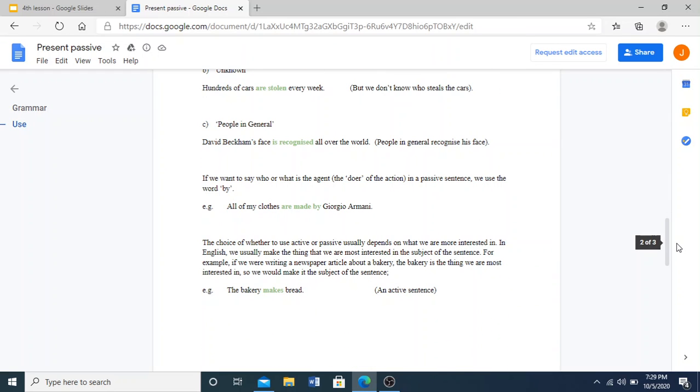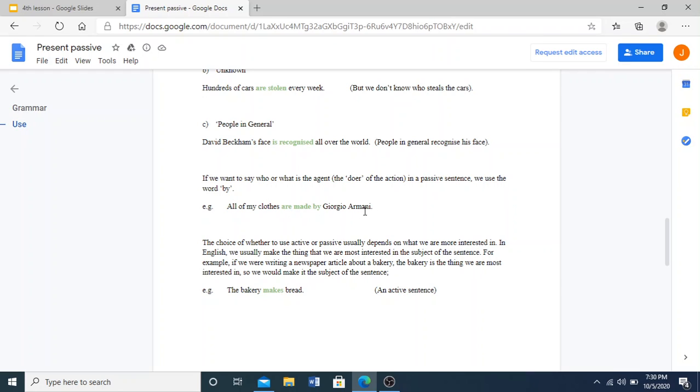Let's see what else we have here. Or people in general. David Beckham's face is recognized all over the world. There's no specific person, everyone. So that makes it also passive. If we want to say who or what is the agent, the doer of the action in a passive sentence, we use the word by. So if at the end of the day you choose to say who the doer is, you have to introduce the word by before adding the name or the identity. Like in this example, all of my clothes are made by Giorgio Armani.